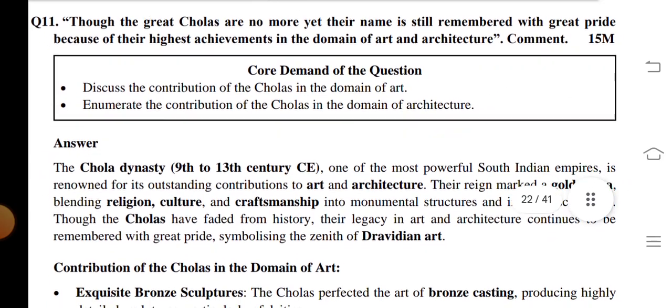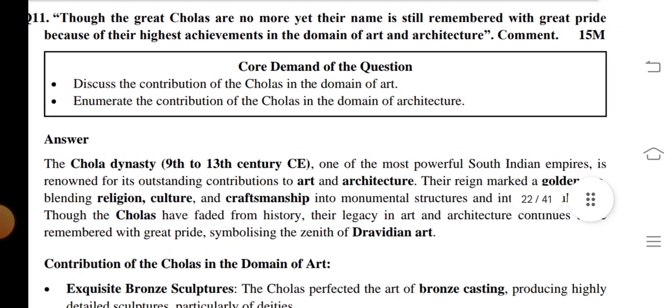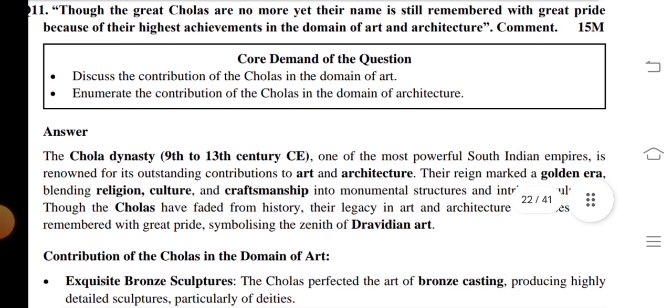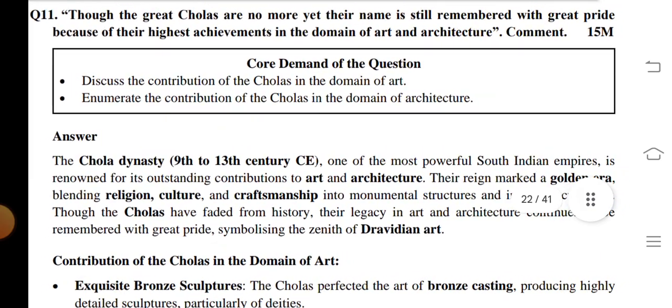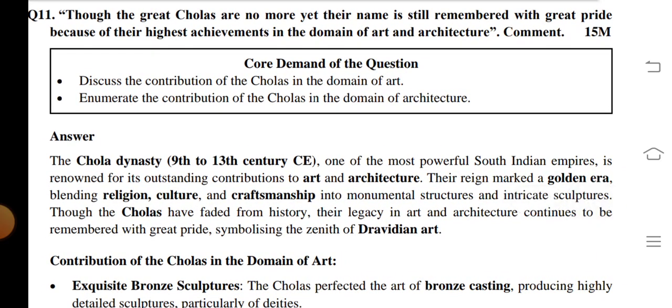Question number 11. Through the Greats and Cholas, whose names are still remembered with great pride because of their highest achievements in the domain of arts and architecture. Demand of the question: Discuss the contributions of the Cholas in the domain of arts. Enumerate the contributions of the Cholas in the domain of architecture.